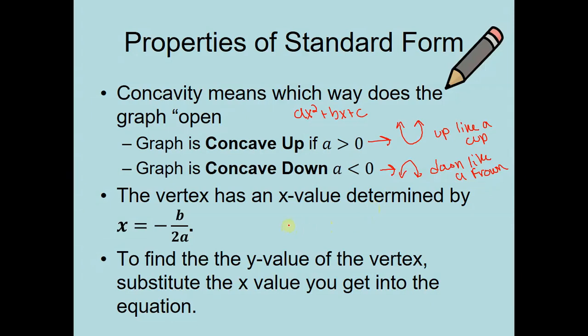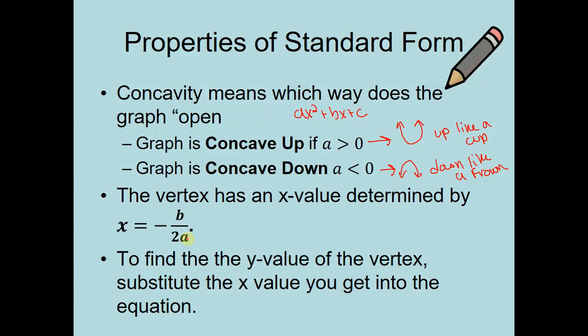Vertex, how do you find it? It's a little bit more difficult than when we were finding it with absolute value. What you need to do is find your x value by using this cool little formula. And yes, it does come from the quadratic formula. It's going to be negative b over 2a. That's going to give you your x value. To find the y value of the vertex, you're going to substitute the x value into the equation.